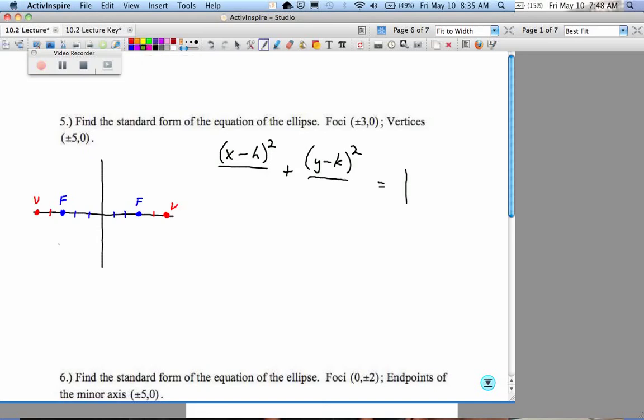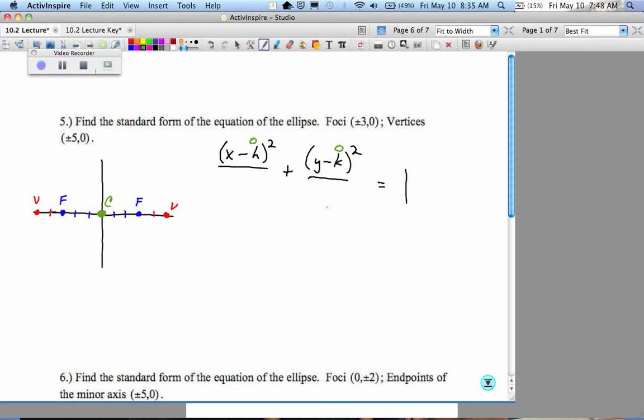Where's my center? So my center's at 0, 0. So you know you're going to put a 0 in there and a 0 in there. If you write it, great. If you don't put it in at the end, that's fine.